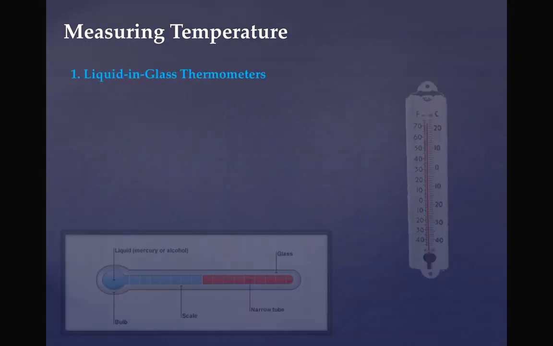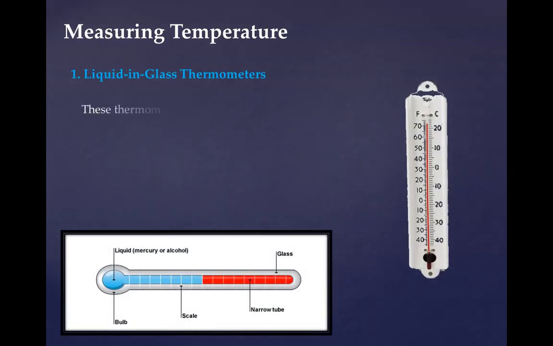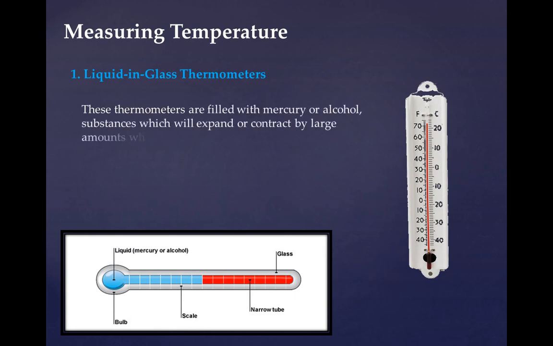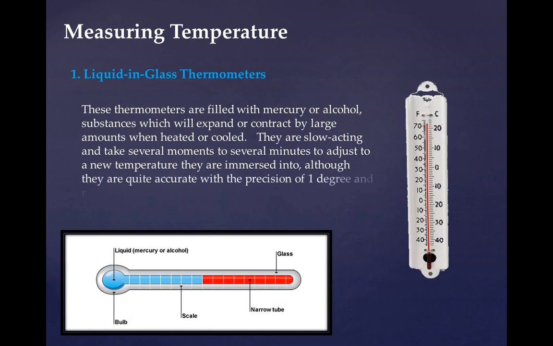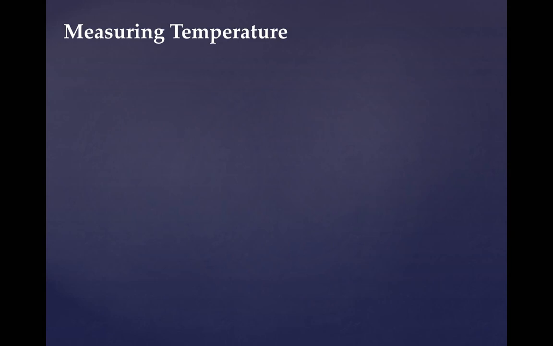Measuring temperature. Liquid in glass thermometers. These thermometers are filled with mercury or alcohol, substances which will expand or contract by large amounts when heated or cooled. They are slow acting and take several moments to several minutes to adjust to a new temperature they are immersed into, although they are quite accurate, with the precision of 1 degree, and remain so for many years of use.